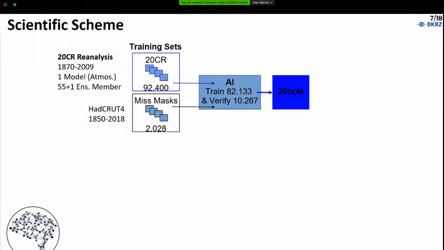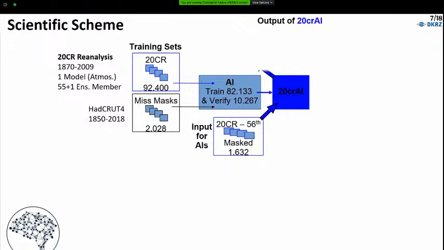And to train the 20CR AI, we used here just 55 ensemble members, and we left one ensemble member out, the 56th ensemble member, masked it with the original HZG4 missing value mask, and pumped it through 20CR AI, and got the result from the reconstruction there.